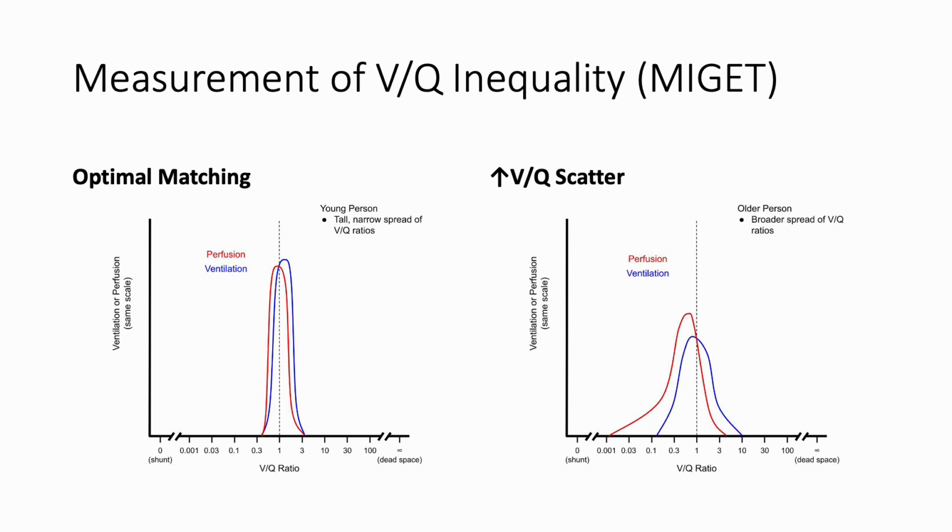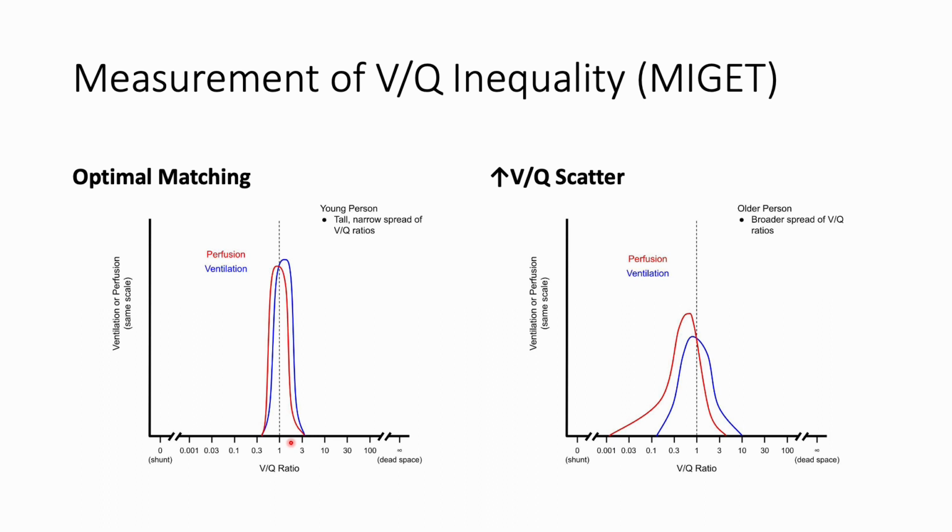These graphs come from MIGET studies, multiple inert gas elimination technique studies, and they allow the quantification of the spread of VQ ratios amongst the different lung units. Now, there is a learning outcome regarding measurement of VQ inequality, but I find it highly doubtful that you would ever be asked to explain how the MIGET studies work. I think it's sufficient to be aware that they exist and that it is possible to quantify the spread of VQ ratios amongst the lung units.